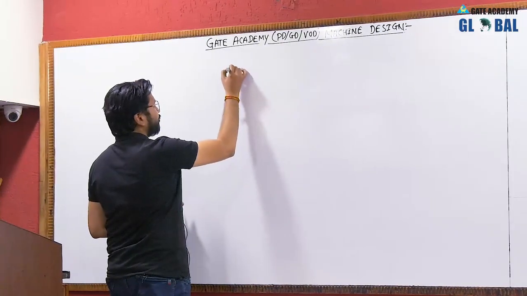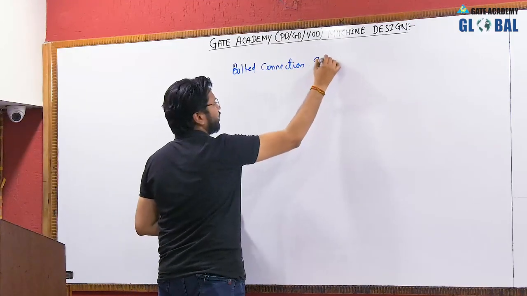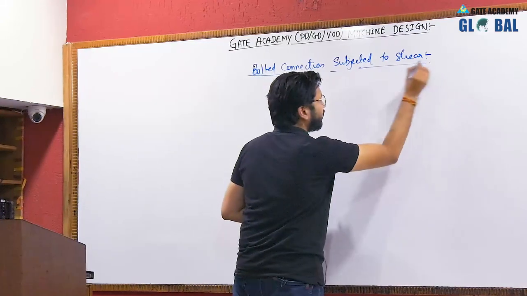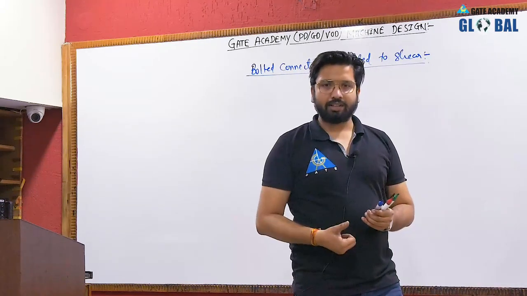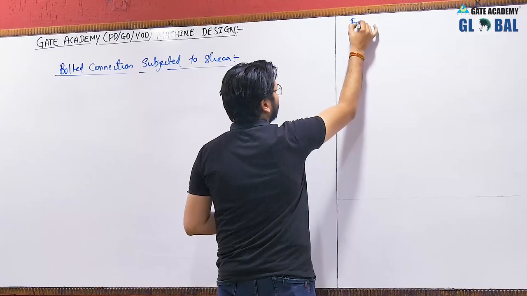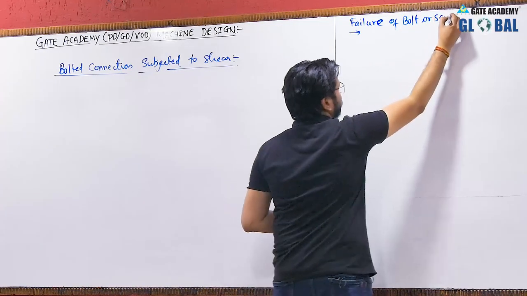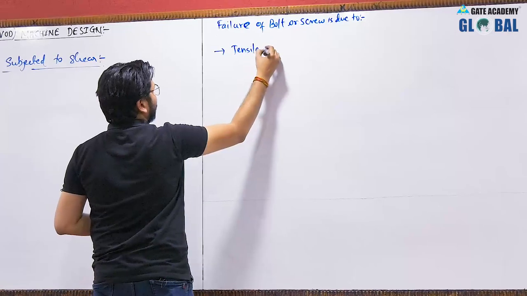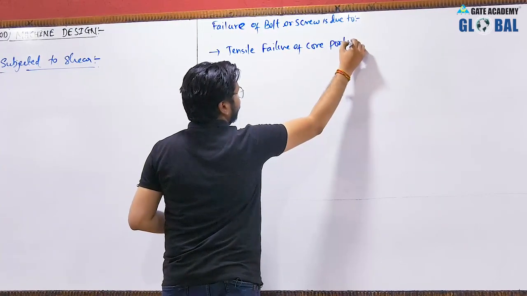Now we will discuss the bolted connection, or screwed connection, subjected to shear. Here, if we talk about the various stresses due to which the bolt may fail, will be the tensile shear stress, which we discussed in the previous lecture. The causes of failure of a bolt or screw are, first, tensile failure of the core portion.